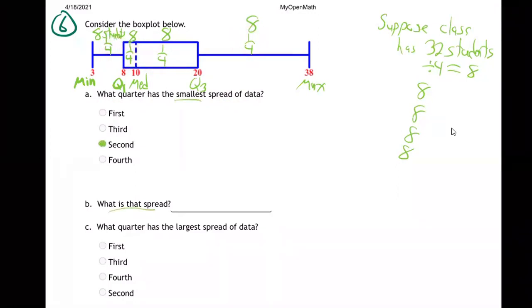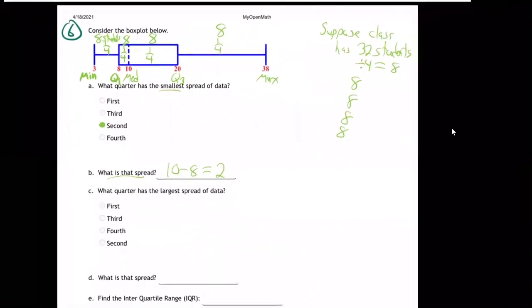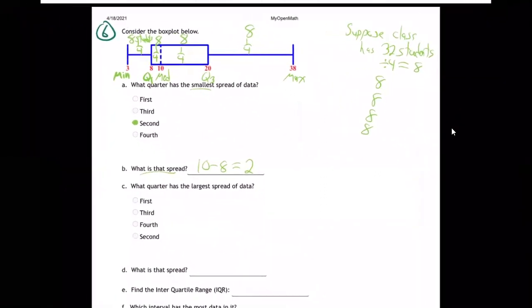And what is that spread for the second quarter? Well, mine is 10 minus 8. It's only a spread of 2, right? The second quarter of all the students got between 8 and 10 on the quiz, which is a spread of only 2. And then it says, which quarter has the largest spread? So which quarter has the largest spread of data? Well, that would be this fourth quarter, at least on mine.